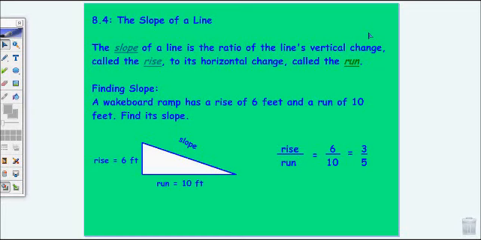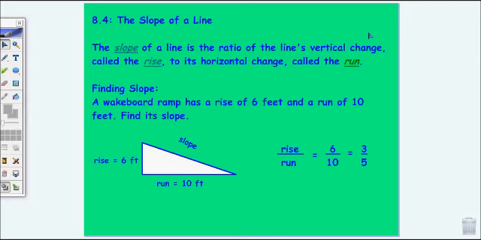8.4, we will continue to talk about special kinds of lines. The next kind of line we're going to talk about is the slope of a line. The slope of a line is the ratio of the line's vertical change, going up and down, called the rise, to its horizontal change, called the run. So first we'll try to find slope from some information.